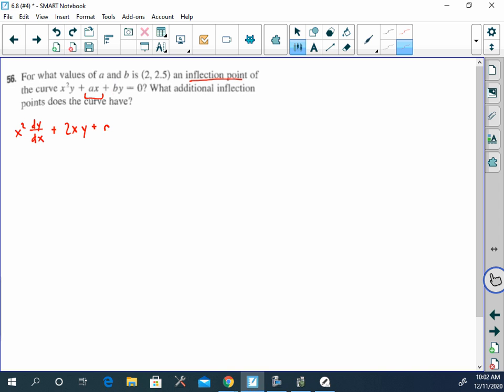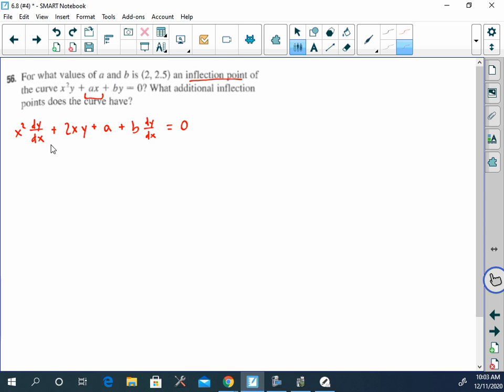Just a, it's a constant, right? And then same kind of idea with b times y. It's going to be b times 1, but then we need a dy dx, right? And then equals 0. Derivative of 0 is still 0. Okay, so this is just going to give me the first derivative. So I'm going to get dy dx by itself.